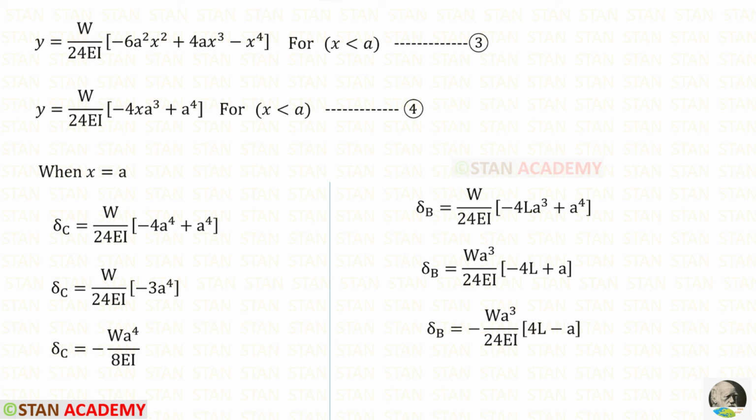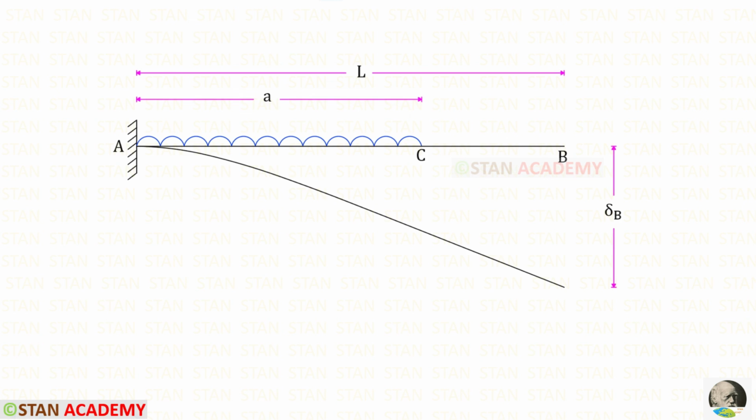To find the deflection at the point C, in any one of these equations, instead of x, we have to apply a. When we do that, we will get minus Wa power 4 upon 8EI. To find the deflection at the point B, in this equation, instead of x, we have to apply L. Finally, we will get this expression. Here you can see the elastic curve.